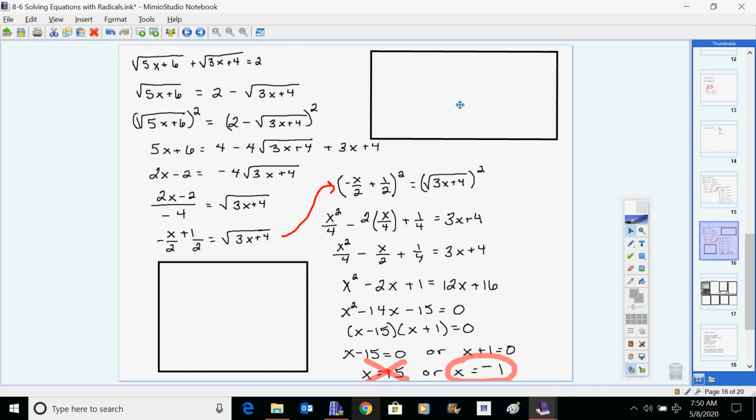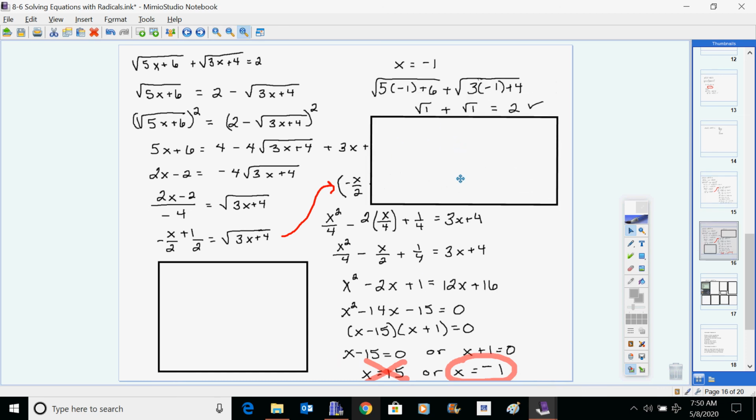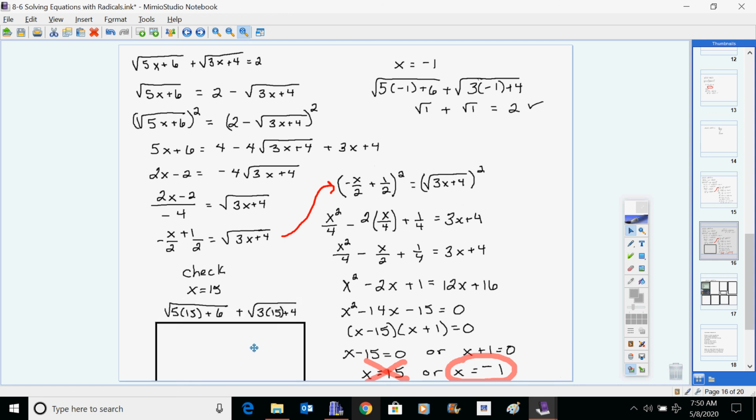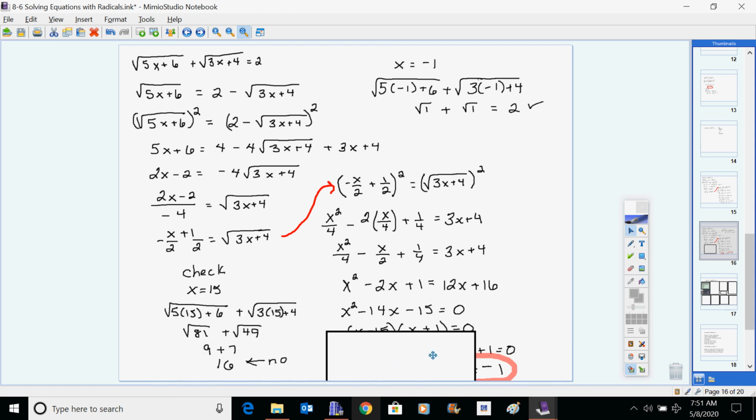And the checks are going to show us that the negative 1 actually works when you go back to the original. And the 15, when you plug that in, we have a problem. And we end up with 16 for an answer. So that one does not work. With all of that squaring, you've got some negative issues that ended up just messing that up completely. And so just x equals negative 1 is your solution.